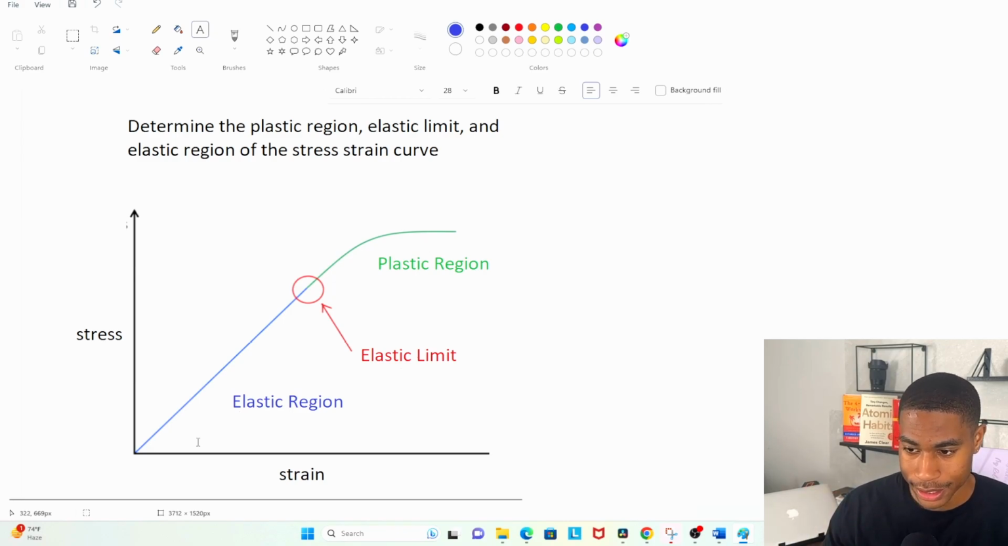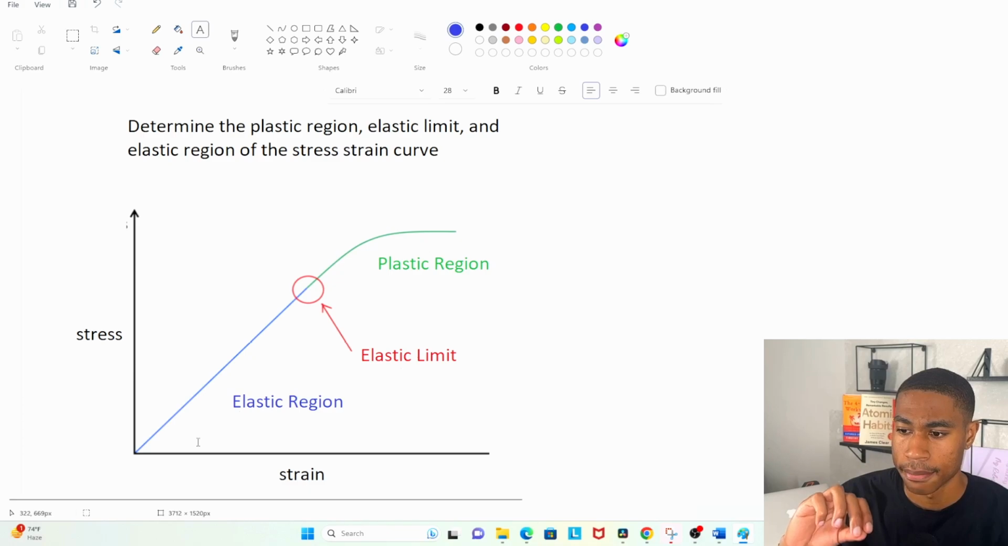We know our elastic limit. And then when we move to our plastic region, I like to think of wood.